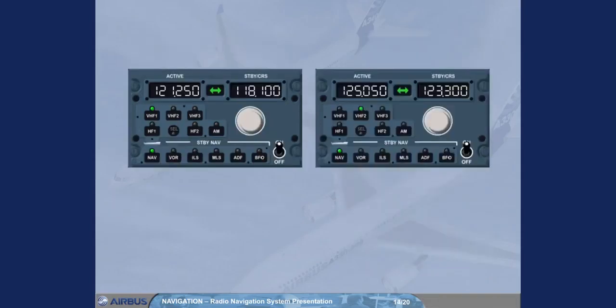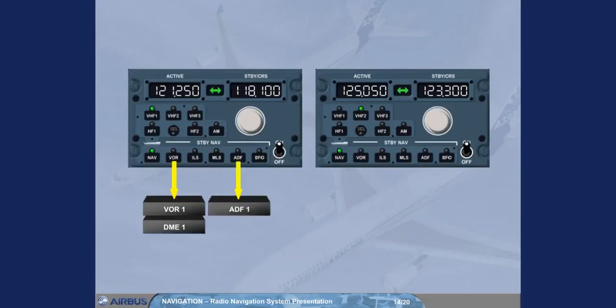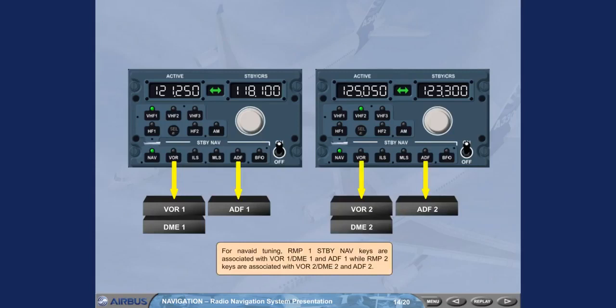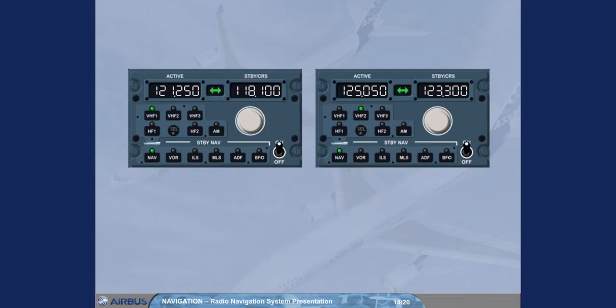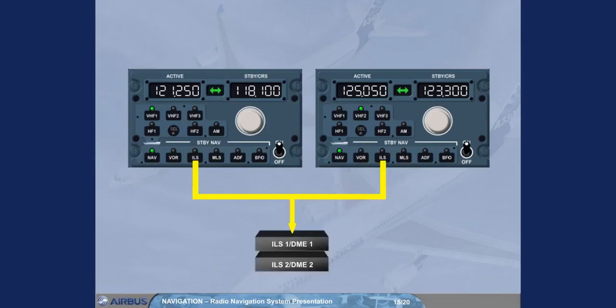For nav aid tuning, RMP1 standby navigation keys are associated with VOR1, DME1, and ADF1, while RMP2 keys are associated with VOR2, DME2, and ADF2. The ILS keys are slightly different. The ILS frequency tuned on either RMP is sent to both ILSs or DMEs.